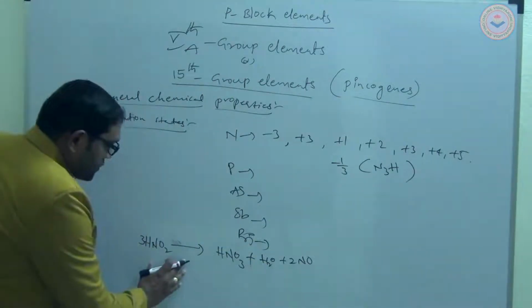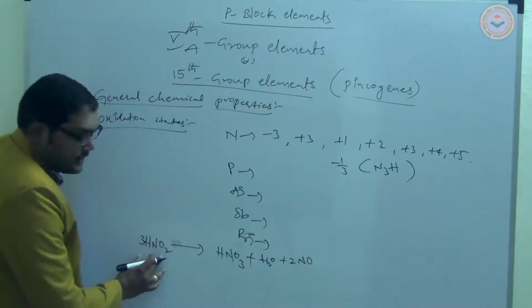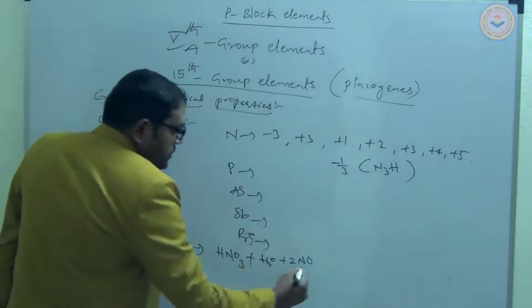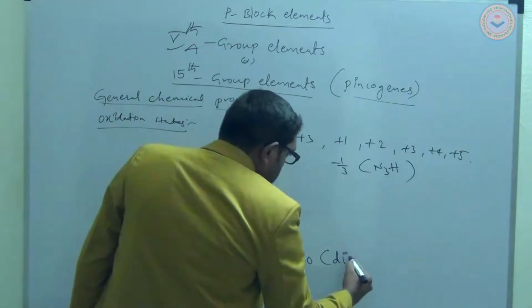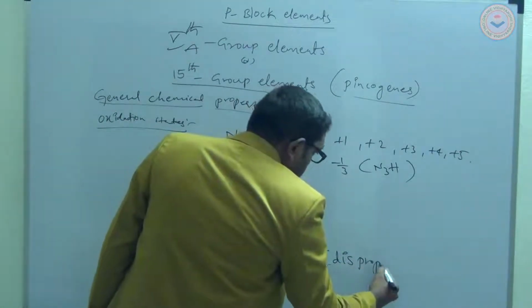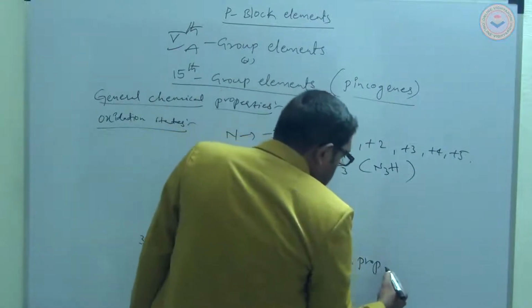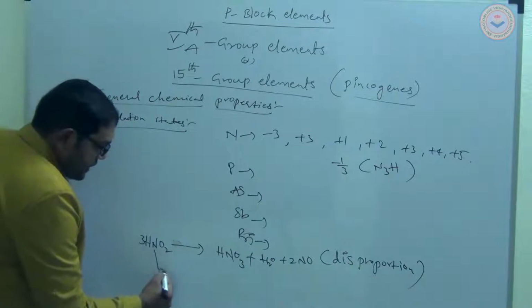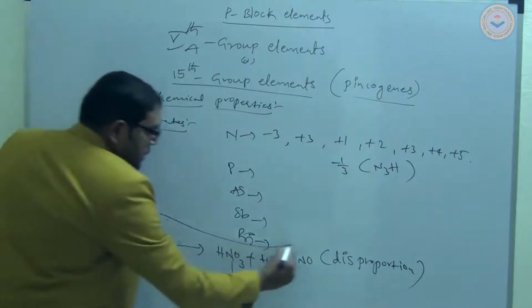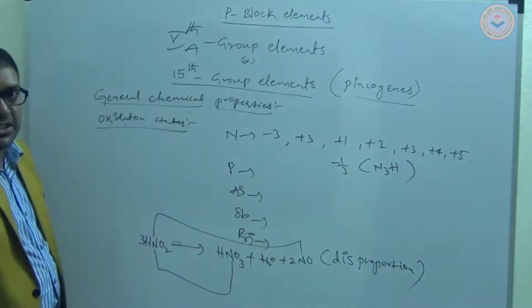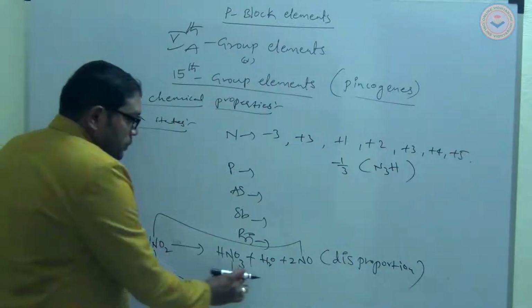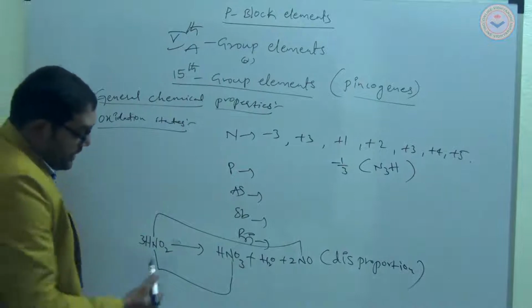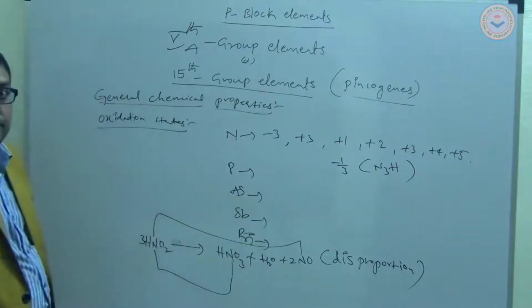Even in this reaction, nitrous acid undergoes a disproportionation reaction. In a disproportionation reaction, nitrogen undergoes different oxidation states. From here to here and from here to here, nitrogen shows different oxidation states. From reactants to products, nitrogen exhibits two different oxidation states on the product side. It is a disproportionation reaction.